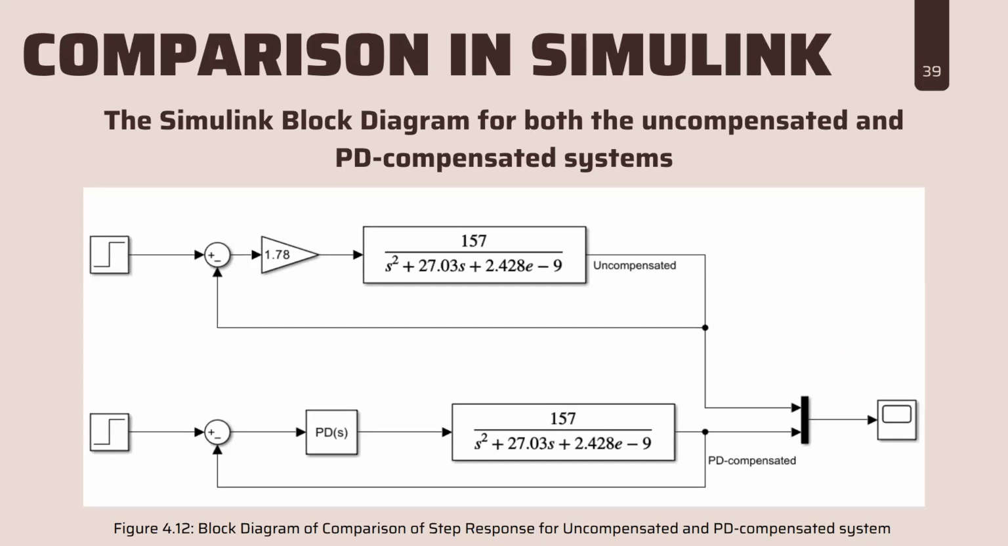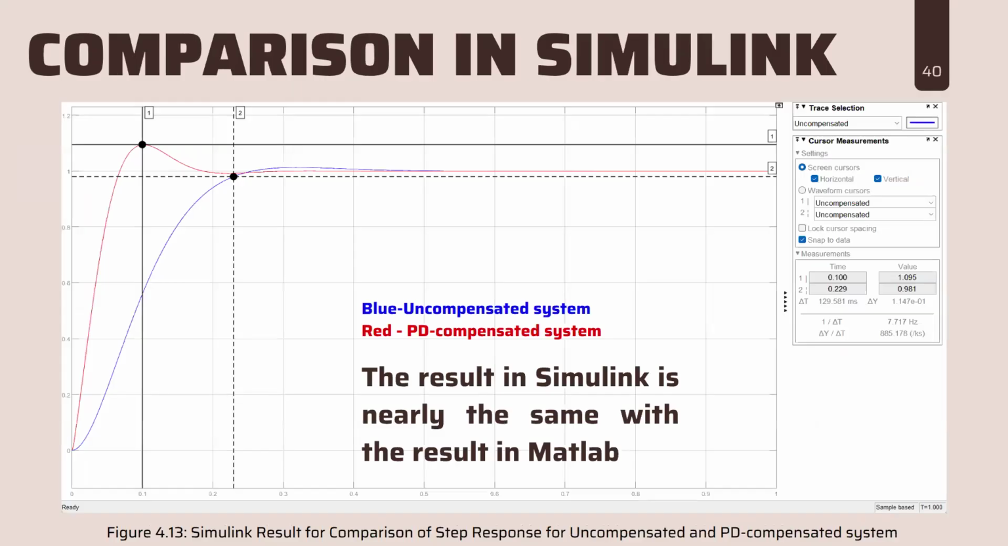So this one is also the comparison in Simulink. We compare the uncompensated and PD compensated graph using Simulink. So this one is the graph. The blue color is the uncompensated system and the red color is the PD compensated system. So we can see that the result in Simulink is almost the same as the result in MATLAB. So next.